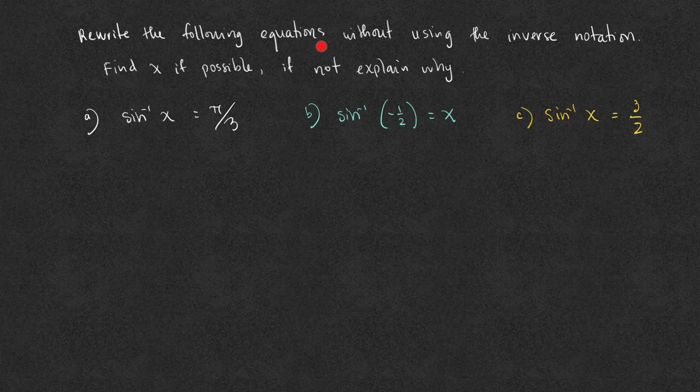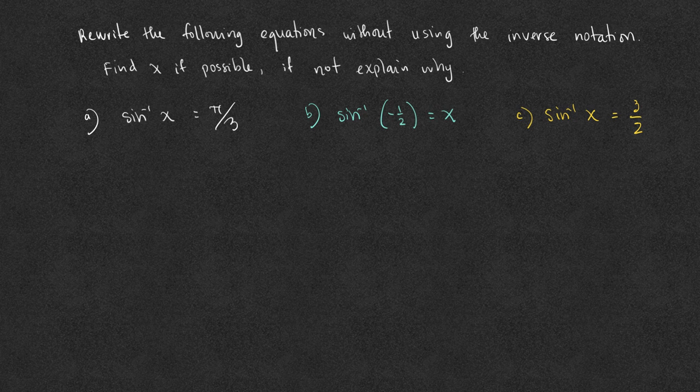Rewrite the following equations without using the inverse notation. Find x if possible. If not, explain why. All of these three equations have the inverse notation. Specifically, this is inverse sine or arc sine. The question is asking us to rewrite these equations without using the arc sine or sine inverse notation.